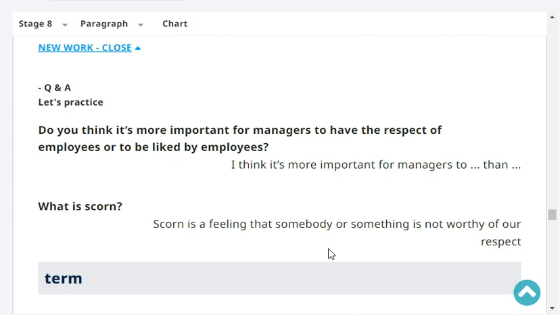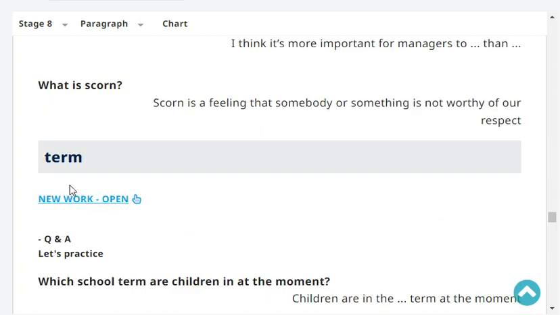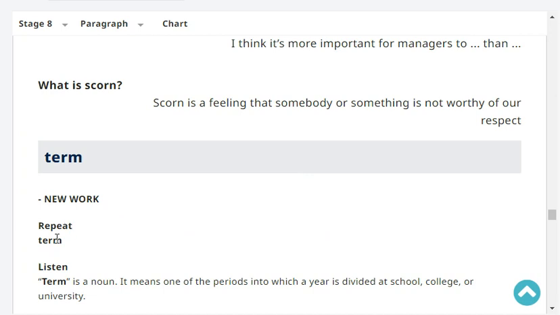What is scorn? Scorn is a feeling that somebody or something is not worthy of our respect. Very good. Next, repeat. Term. Very good.